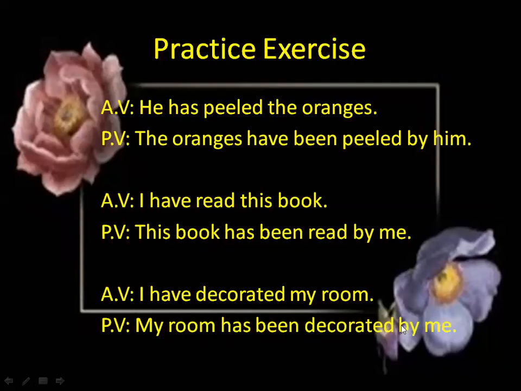If you will not use by me over here, then also it is okay. If you remove by me over here, my room has been decorated. Obviously it is understood that my room has been decorated by me, but you can omit when the subject is understood. Obviously maybe my room has been decorated by my sister, by my mother, by my brother. So when the subject is understood, no need to use the subject over here, and by will also be omitted. But when the subject is not understood, then you have to put by plus subject over here.